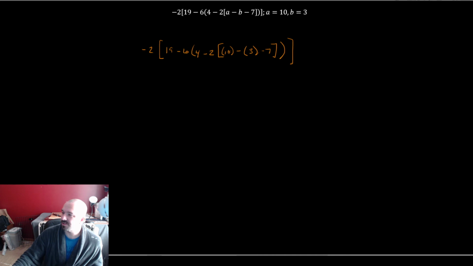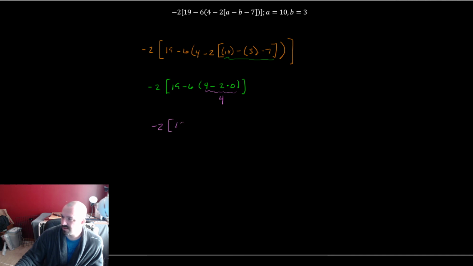Anyway. 10 minus 3, so we do the inside first. This whole piece right here, 10 minus 3 is 7, minus 7 is 0. So we're going to have negative 2, and in brackets, 19 minus 6, in parentheses, 4 minus 2 times 0. Well, 2 times 0 is just 0. So this stuff here is all going to be 4. So we say negative 2, and then in brackets, 19 minus 6 times 4. We don't need the parentheses because we already took care of that by doing the stuff inside.